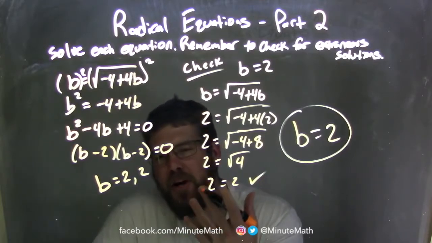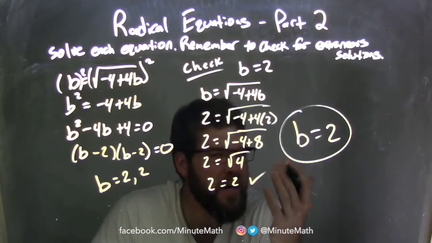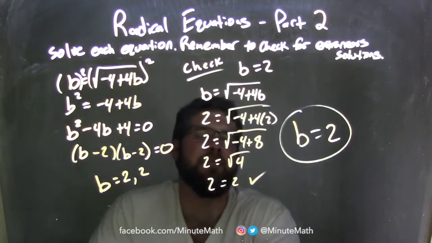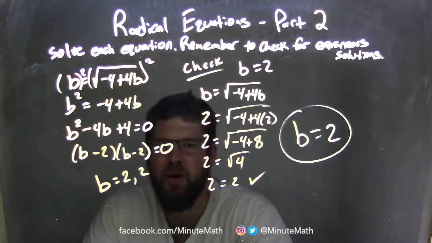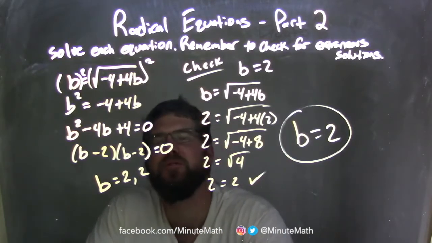Will your teacher mark you off if you write it twice? Probably not. I never really did. But you only need to write it once. So b equals 2 is our only true solution. There are no extraneous solutions here.